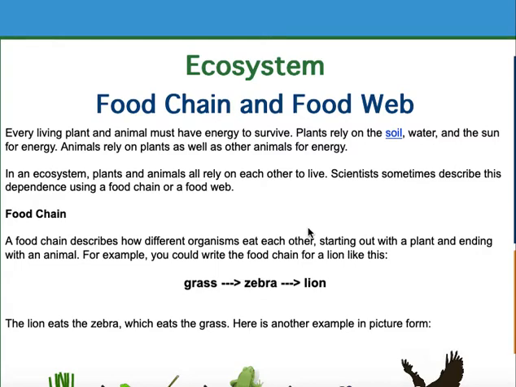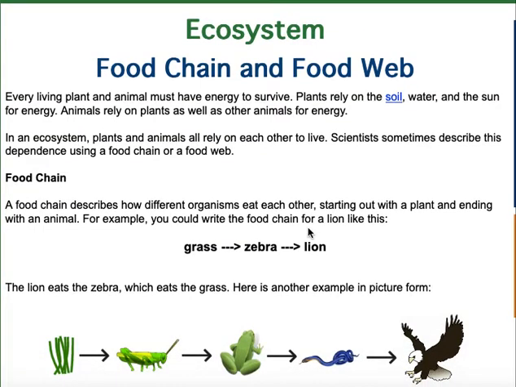We're going to read about ecosystems and food chains and food webs. Every living plant and animal must have energy to survive. Plants rely on the soil, water, and the sun for energy. Animals rely on plants as well as other animals for energy. In an ecosystem, plants and animals all rely on each other to live.